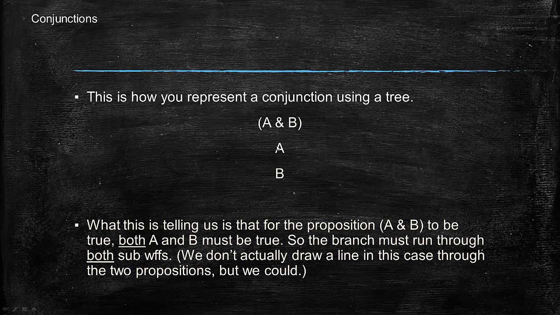You decompose A and B by putting A and B on a line together. Now, we don't draw the line in this system. We could if we wanted to, and there are systems that would actually draw that line, but we just don't do it in this particular system. That would be what the branch would look like. It's a straight branch; basically, it's not branching, it's just a straight line. The branch tells us in a really physical way that for A and B to both be true, the branch has to run through both A and B.